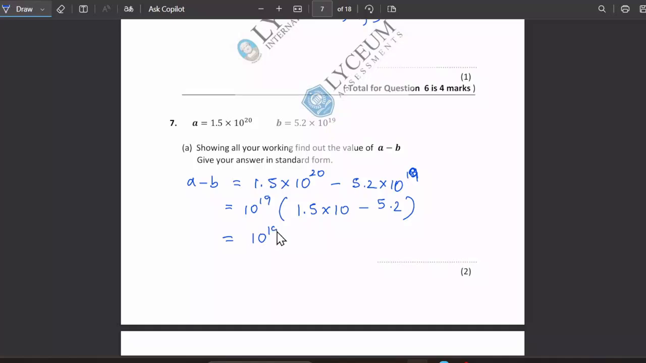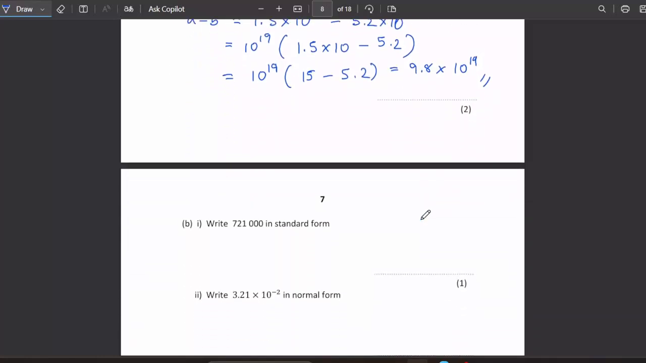10 to the power 19, 15 minus 5.2. So this gives us 9.8 times 10 to the power 19. Okay, this is the answer, and also it is in standard form.